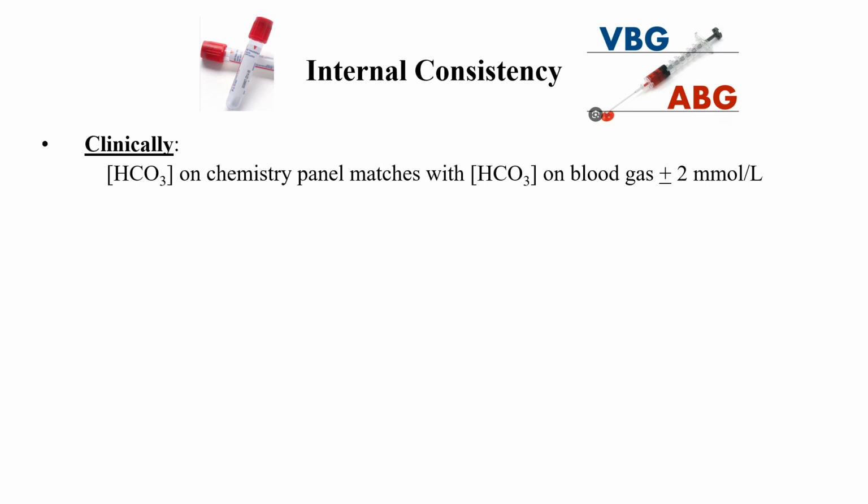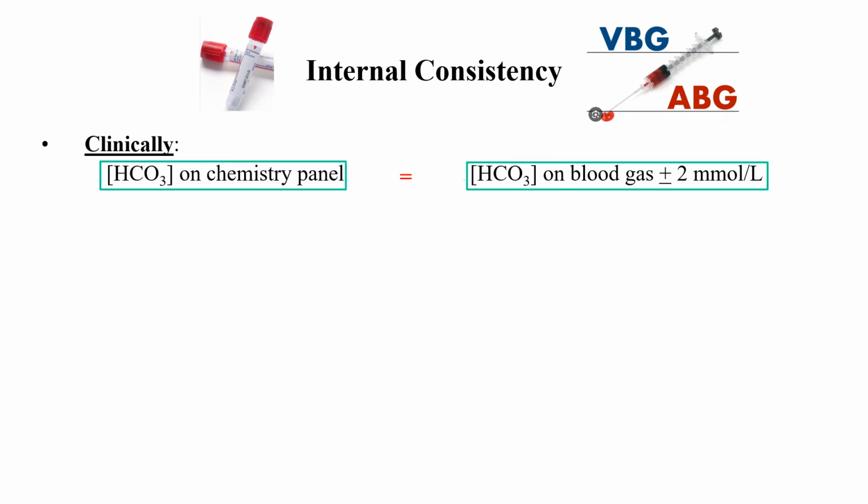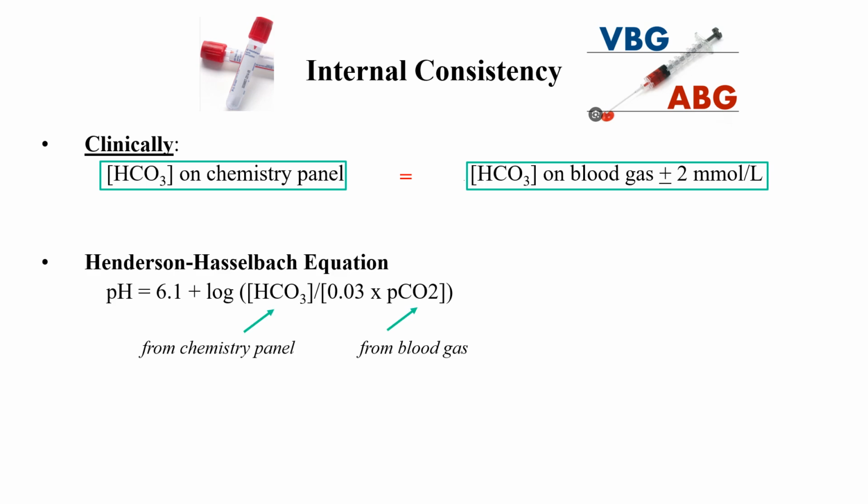Clinically, we can more or less be assured that the chemistry panel and blood gas are internally consistent by comparing the serum bicarbonate from the two sources. The bicarbonate levels from these two sources should be within 2 units of each other. If they differ by more than 2, it is best to repeat both the chemistry and blood gas. Alternatively, we can calculate the blood pH based on the serum bicarbonate from the chemistry and partial pressure of carbon dioxide, or PCO2, from the blood gas using the Henderson-Hasselbalch equation. The calculated pH should match the pH from the blood gas.